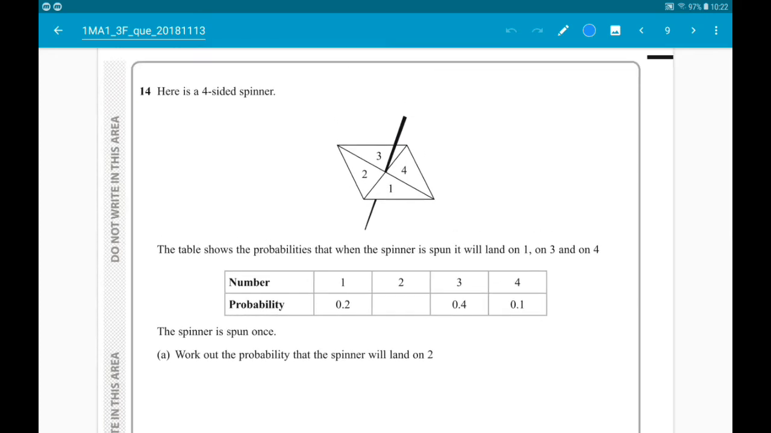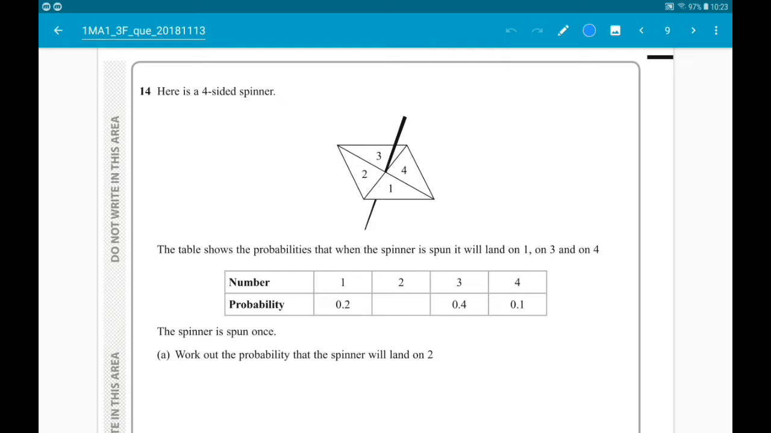Okay, number 14. So we have a four-sided spinner. So the spinner has the digits 1, 2, 3 and 4. The table shows the probabilities that when the spinner is spun, it will land on 1, on 3 and on 4. So not on 2. So the spinner is spun once. Work out the probability the spinner will land on 2.